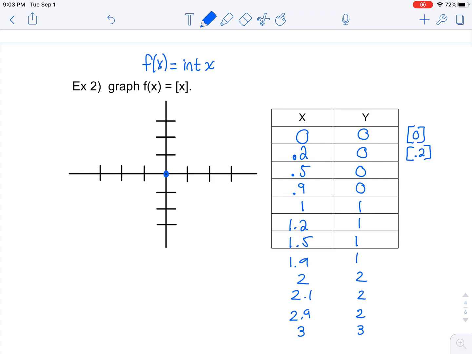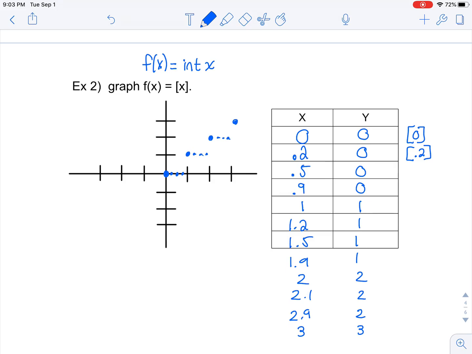Well, at 0, 0, we're obviously right here. At 0.2, we're still on this line. At 0.5, we're still here. At 0.9, we're still here. But all of a sudden, when we get to 1, we jump up to right there. And then 1.2, we're here, 1.5, 1.9. And as soon as we get to 2, we jump up to here. And then we've got 2.1, 2.5, 2.9. As soon as we get to 3, we jump up to here.